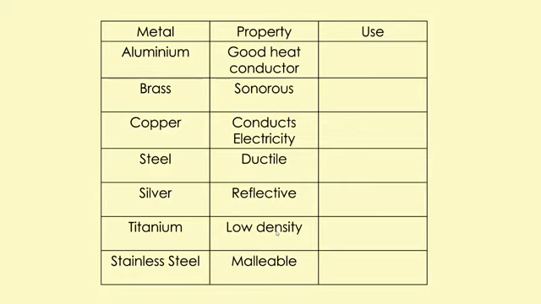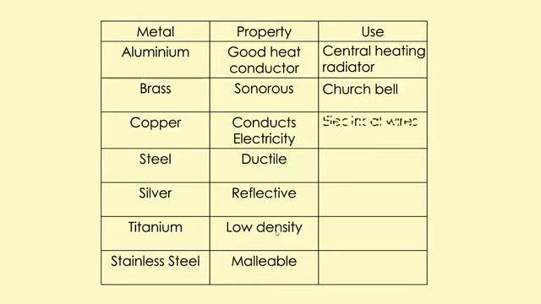Okay, so aluminium is a good heat conductor, and because it's a good heat conductor, it can be used in radiators. Brass is sonorous, which means it makes a nice ringing sound when you hit it, so we can use it in church bells. Copper is a good conductor of electricity, so it's used in electrical wires. Steel is ductile. Remember, ductile means it can be drawn into long, thin wires, so it's used in paper clips.